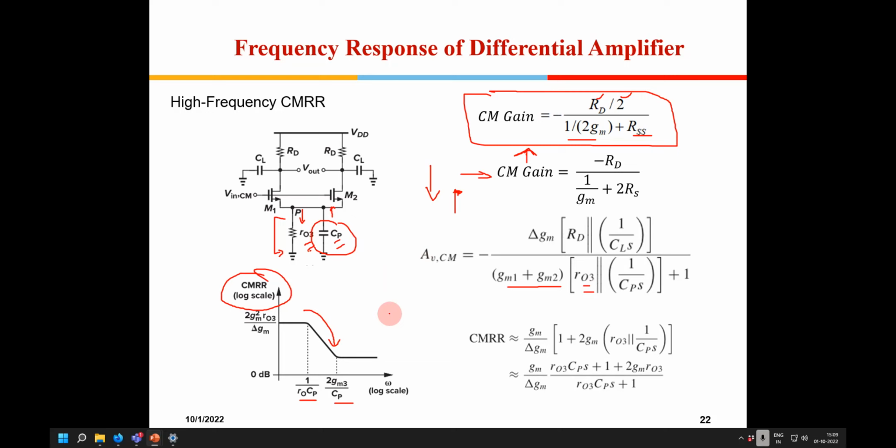Sir, yeah, tell me. Sir, this second equation, AVCM, you have written, how is it coming? Can you explain it again? This is the equation, if you remember, this was the common mode gain equation. Now RD is in parallel with CL here, so RD is in parallel with CL. Okay. Now RS is nothing but R0 in parallel with CP.